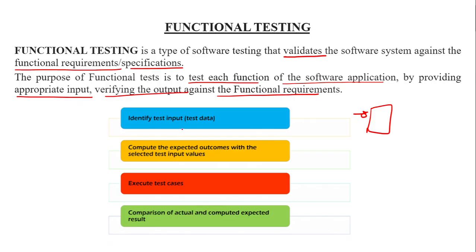Identify the test input. First you have to identify the data, that what input you have to give. Okay, will you input numerical data or alphabetic data, whatever your data is? Is it numerical or a string or what? Compute the expected outcome with the selected test input values. Whatever input values you have taken, you have to find the expected outcome. Then execute the test cases. Then you will compare the actual and computed expected result.